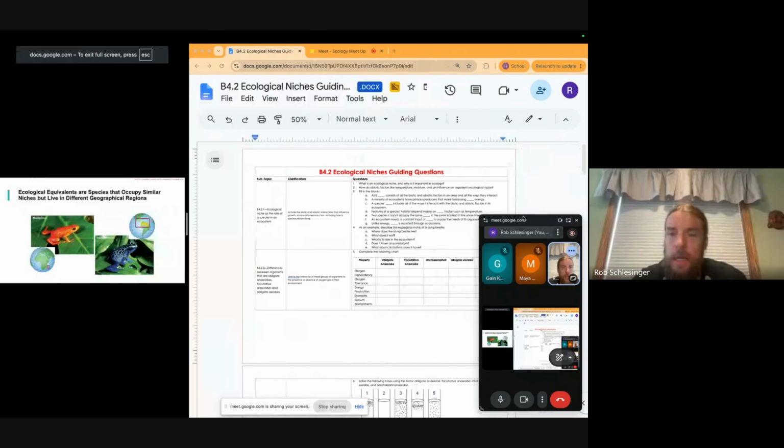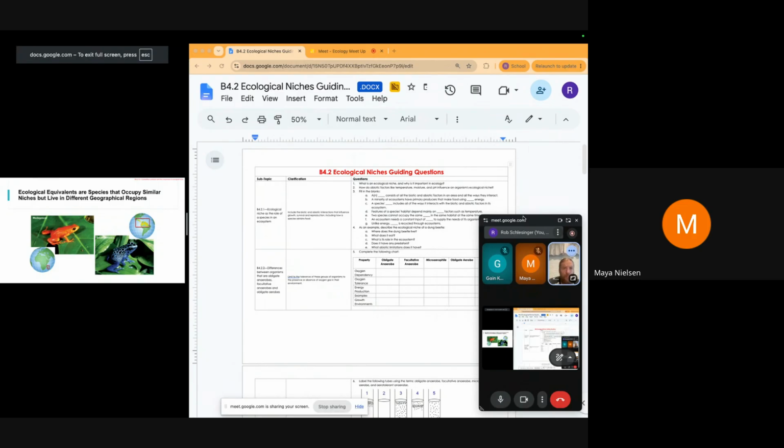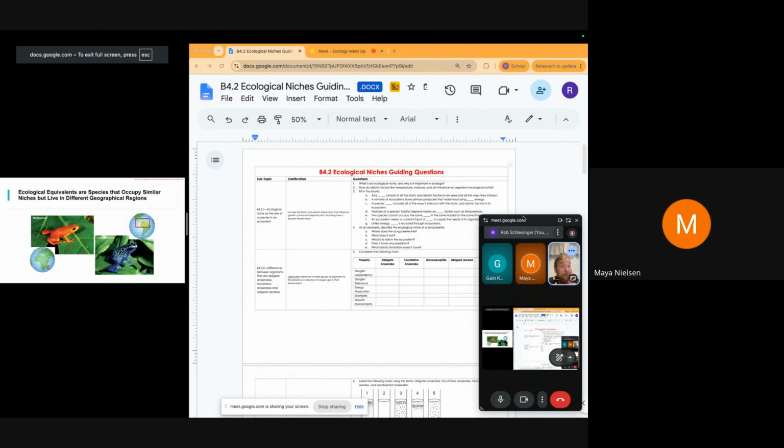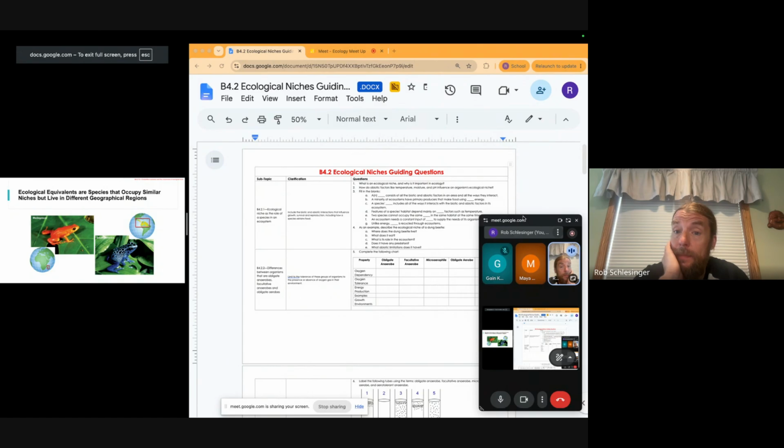So, Maya and Gayan, do you feel like you know what an ecological niche is and why it's important in ecology? Did we tackle that? Yeah. Awesome. And then do we understand how abiotic factors initially are going to help to determine what niches an organism potentially could occupy? Yep. Okay. Awesome.